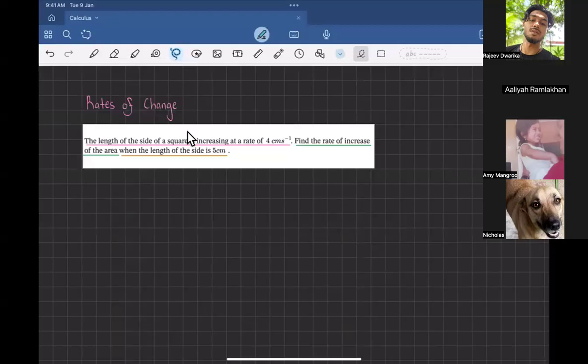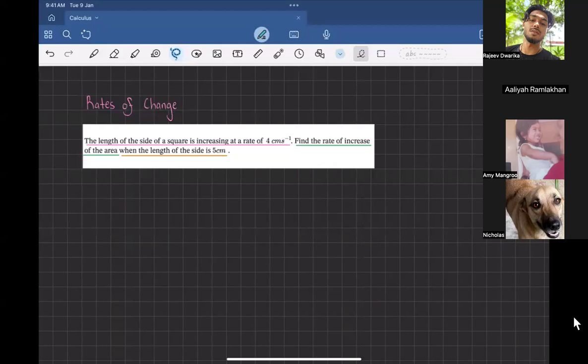Right. So Aliyah, give this a read. The length of the side of a square is increasing at a rate of 4 centimeters per second. Find the rate of increase of the area when the length of the side is 5 centimeters.